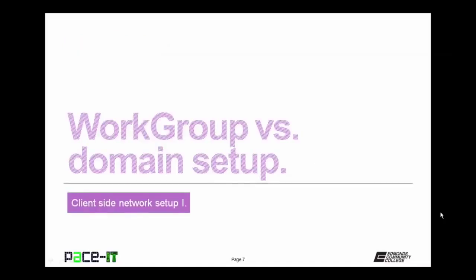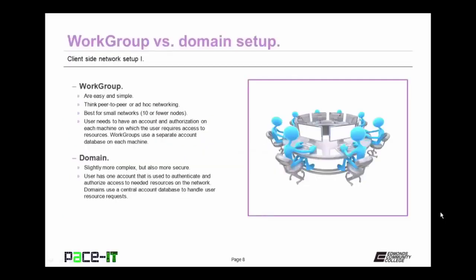Now let's discuss some of the differences between a workgroup and domain network setup. We begin with workgroups. Workgroups are easy and simple. You can think of them as peer-to-peer networking. They do work best for small networks, 10 or fewer user machines. Why is that?